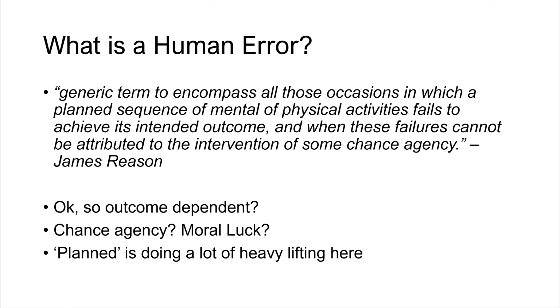Then he uses the term chance agency. This is an interesting subject. Basically, something else intervened. You were driving down the road and let's say a soccer ball rolled into the road, you swerved to miss it, and hit another car. That's not a human error per se, that's the intervention of some chance agency.